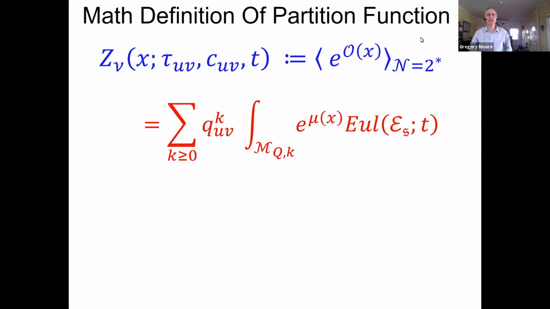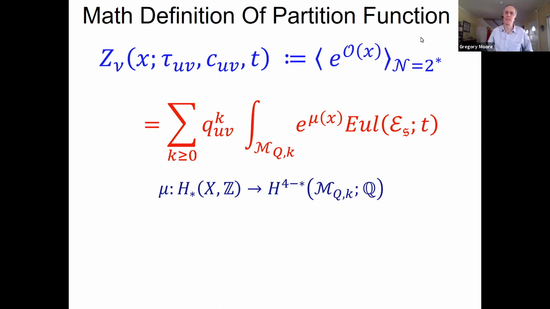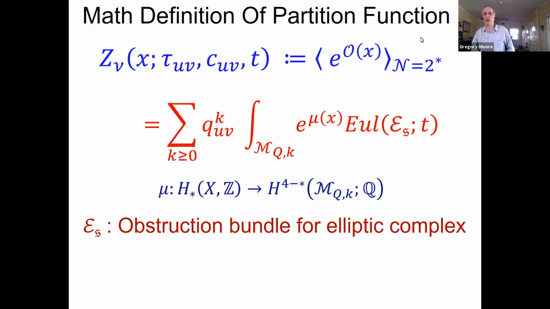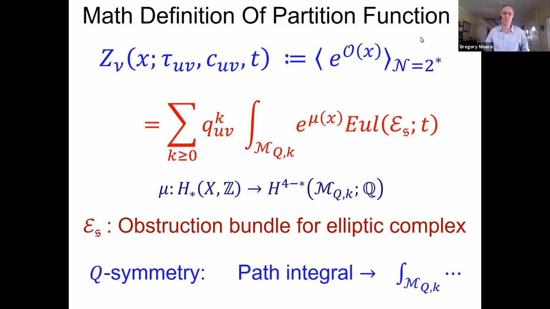And so now mathematically, our partition function is a sum over non-negative instanton numbers of q to the k with certain integrals over these moduli spaces of e to the mu of x. So mu of x is a map from the homology of the four-manifold to the cohomology of the moduli space. It's an analog of the famous Donaldson mu map. And then an Euler character, actually an equivariant Euler character of a bundle associated to those differential equations.